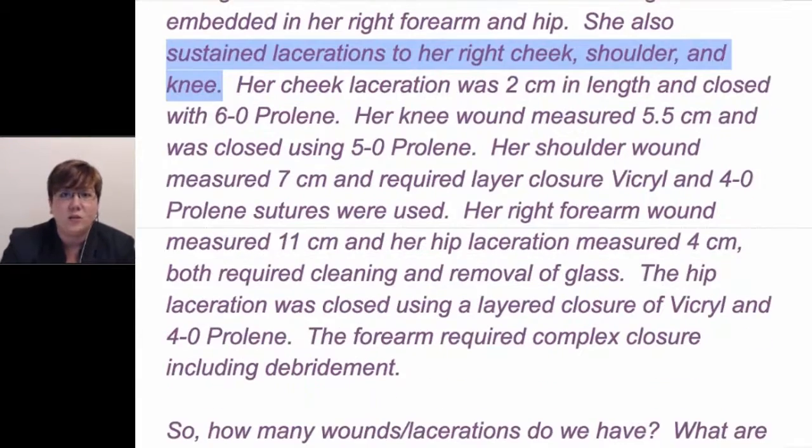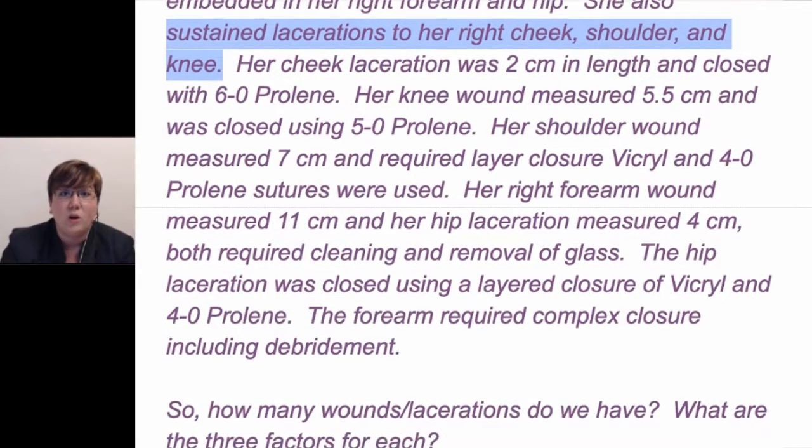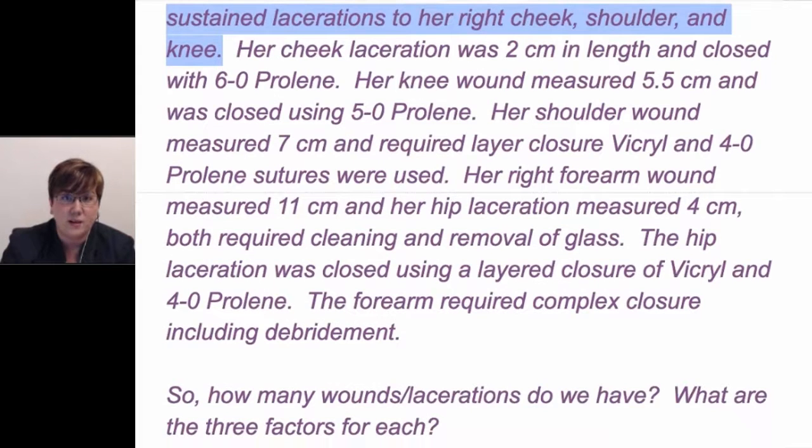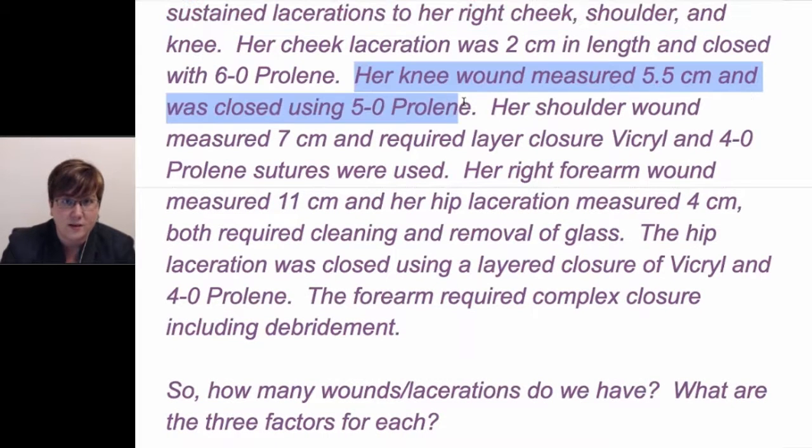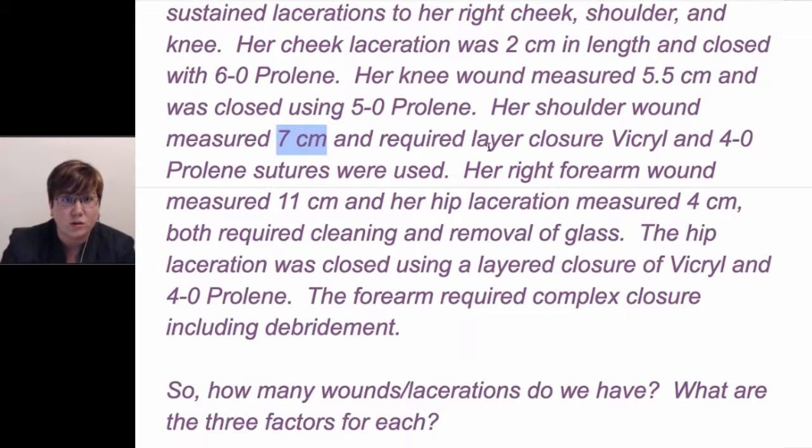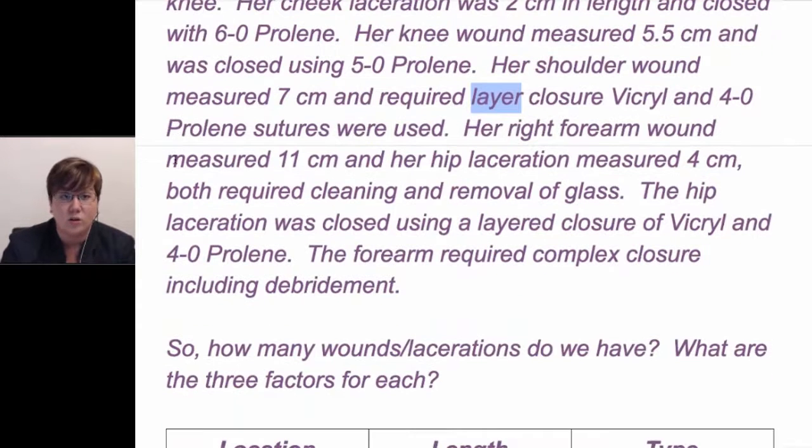Her cheek laceration was 2 centimeters in length, and we closed it with sutures. Her knee wound was 5.5 centimeters. Her shoulder wound was 7 centimeters. And for the shoulder wound, we had to layer the closure. Anytime you see a layered closure, that should indicate to you that you are going to have at least an intermediate repair. And what that means is they had to layer the closure. They had to close maybe muscle and then skin. So they had to do multiple layers.